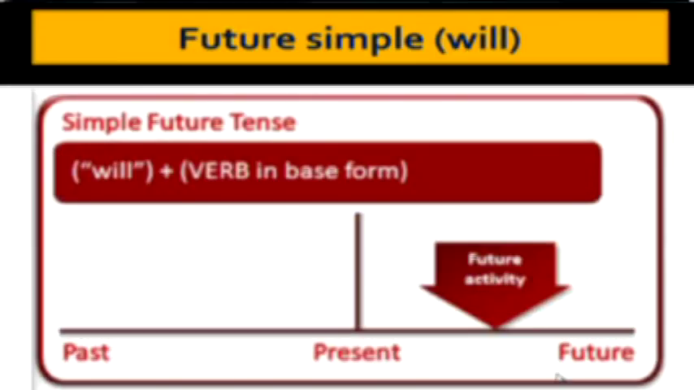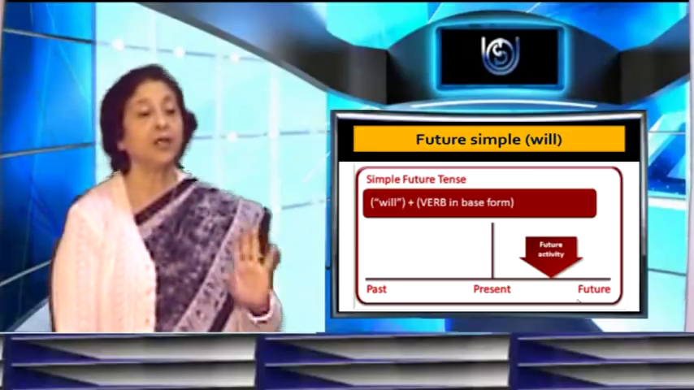As I have already explained to you in an earlier session, the future tense is simple: the first form of verb, and will is added to it. I will go.